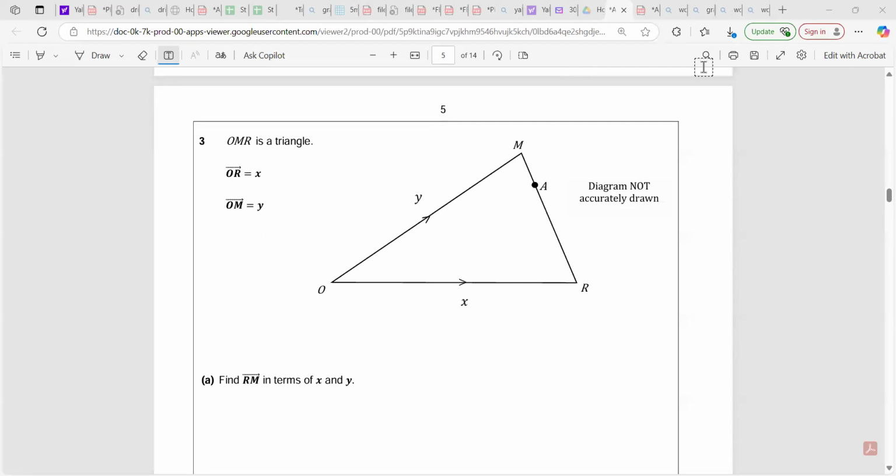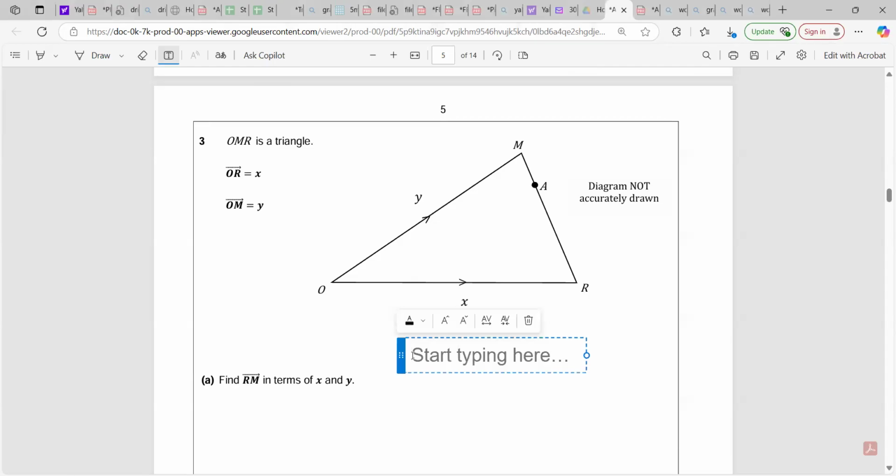All right, so they say OMR is a triangle. O to R is X, O to M is Y. And they want us to find R to M. So you're going to go from R to M, but remember, we cannot go directly, right? So we are going to go RO first. And this is very important, guys. The route is very important.